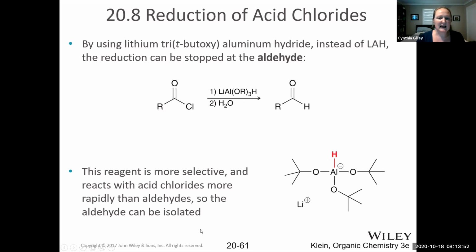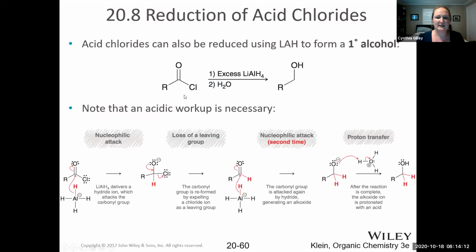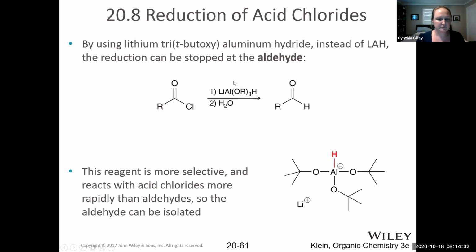You can synthesize aldehydes directly from acid chlorides using a different hydride reducing agent. And this is really significant because if it's successful, it can cut down on some synthetic steps. Because you might imagine previously, if we have an acid chloride and we wanted an aldehyde, you could do a two-step process where you reduce the acid chloride to a primary alcohol using LAH, followed by oxidizing the primary alcohol to an aldehyde using PCC.